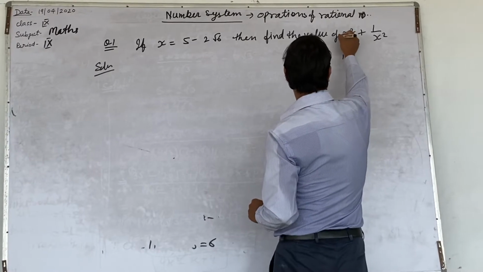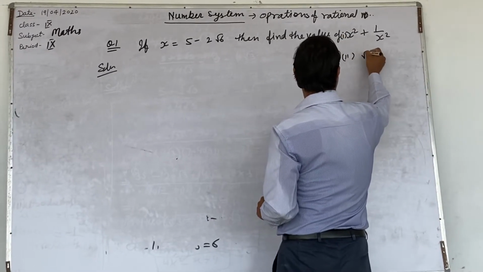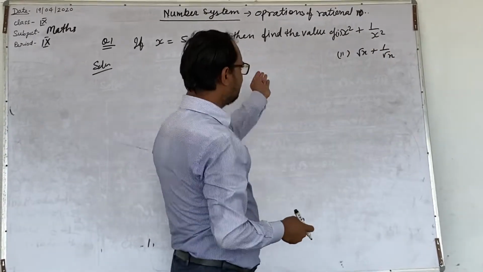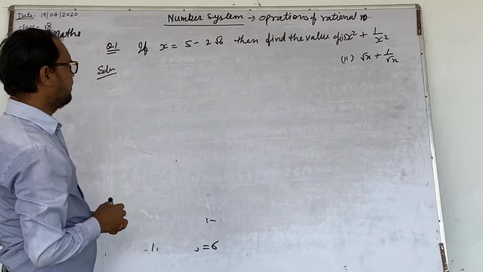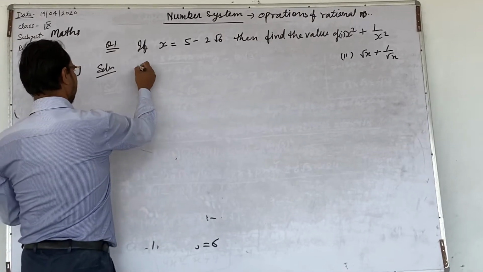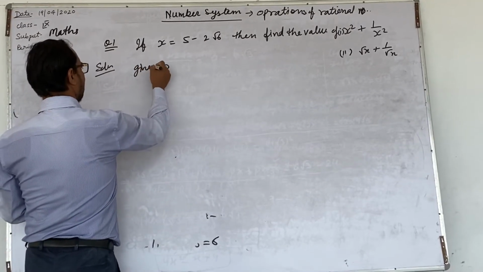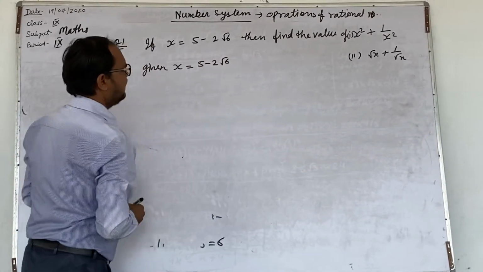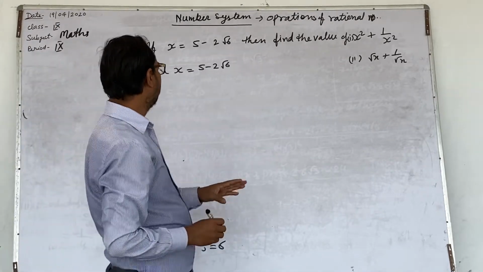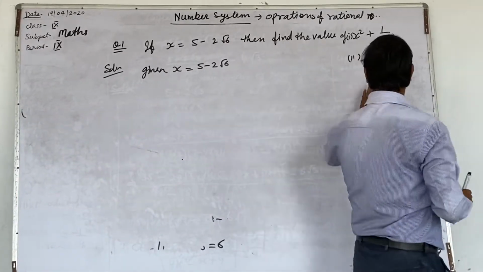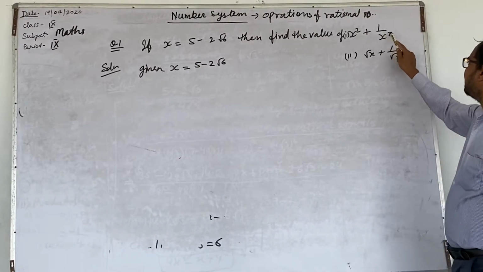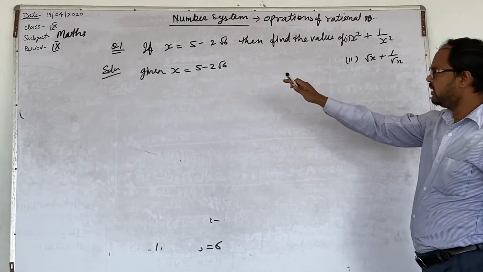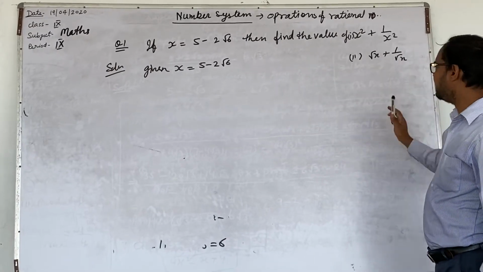Second, root x plus 1 upon root x, and you can write here also x power 4 upon 1 plus x power 4. So in this question, given x equal to 5 minus 2 root 6, you have to find where 1 upon x appears. So first of all we try to find out by simplifying this x and 1 upon x.